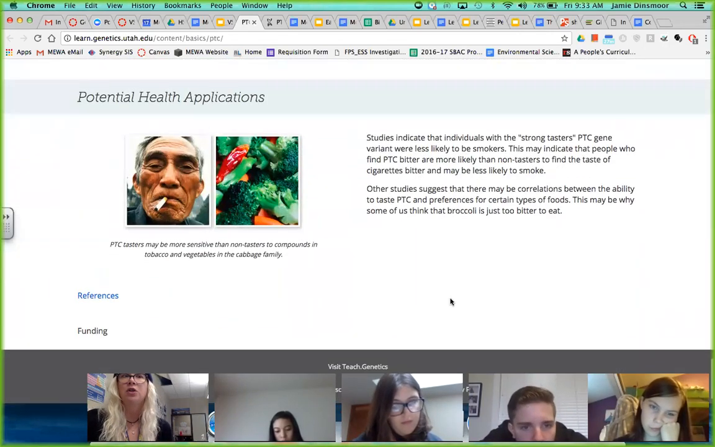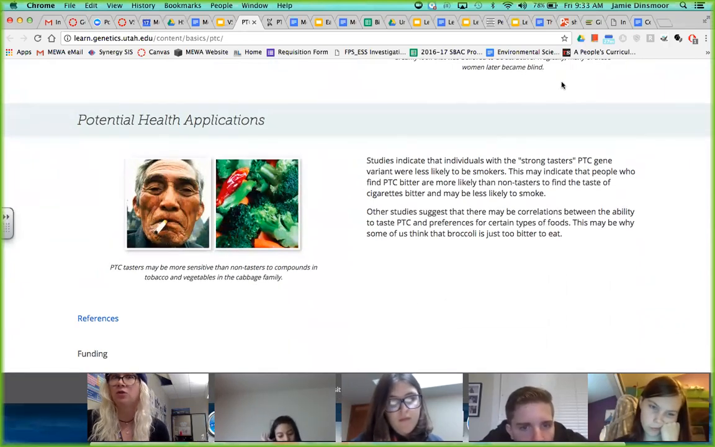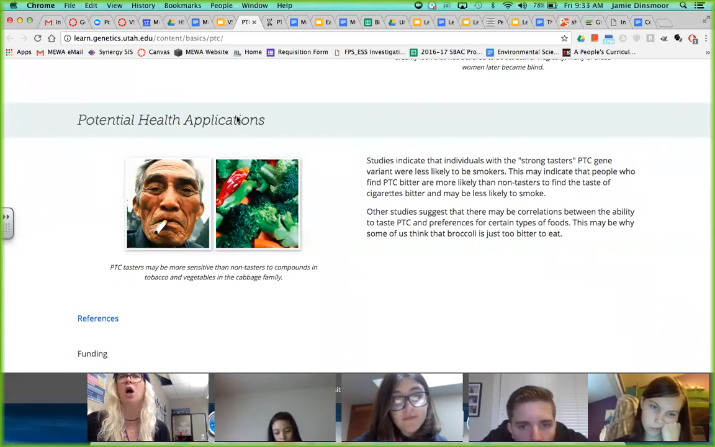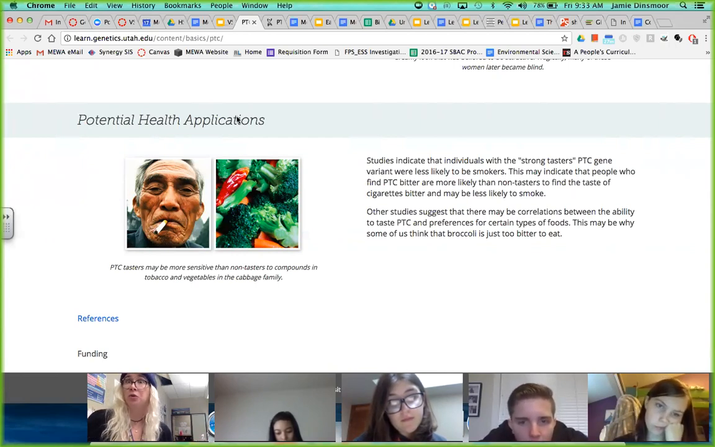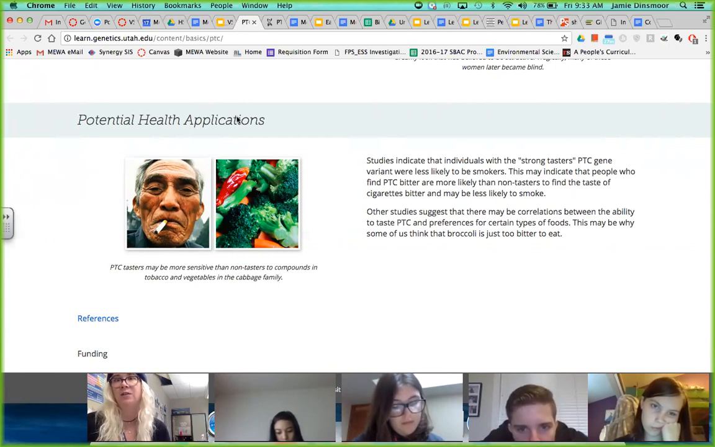All right, and then potential health applications. There's also, this is an interesting connection too, that studies indicate that individuals that are strong tasters of the PTC gene variant were less likely to be smokers. This may indicate that people who find PTC bitter are more likely than non-tasters to find the taste of cigarettes bitter and may be less likely to smoke, right? Another possible correlation. Interesting thought.